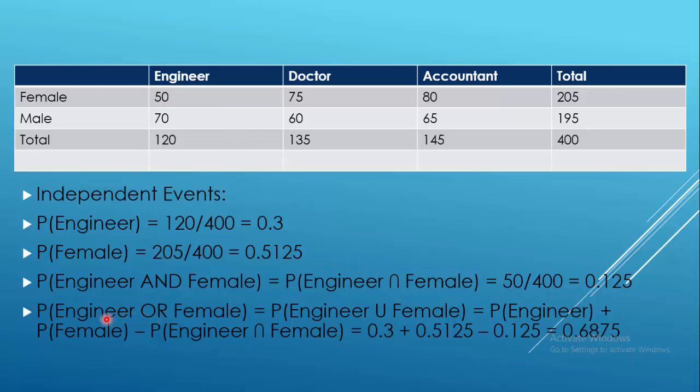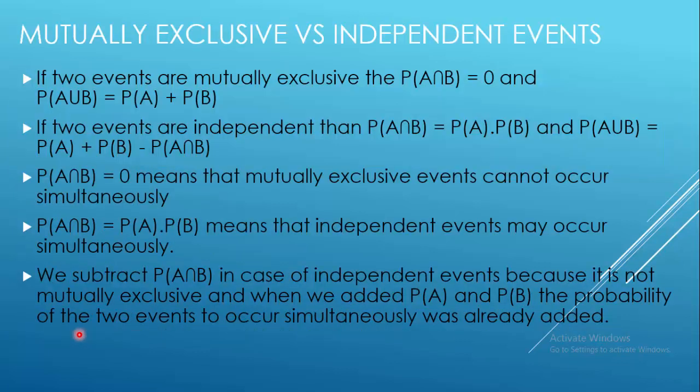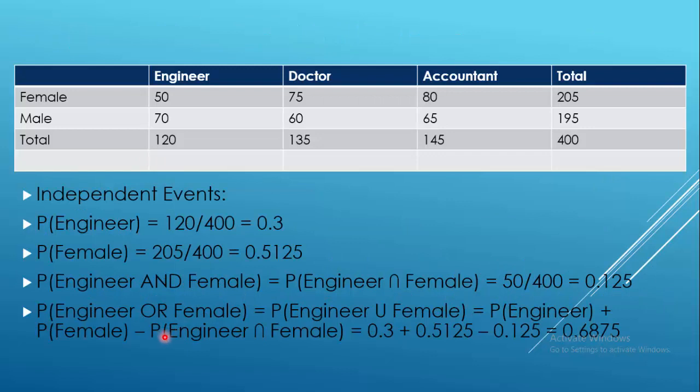Now the union of engineer and female means that either the person is an engineer or a female. P(engineer union female) is equal to P(engineer) plus P(female), and then subtract the intersection, which is probability of engineer intersection female. We have calculated these values above already. We just put them over here and we get 0.6875.